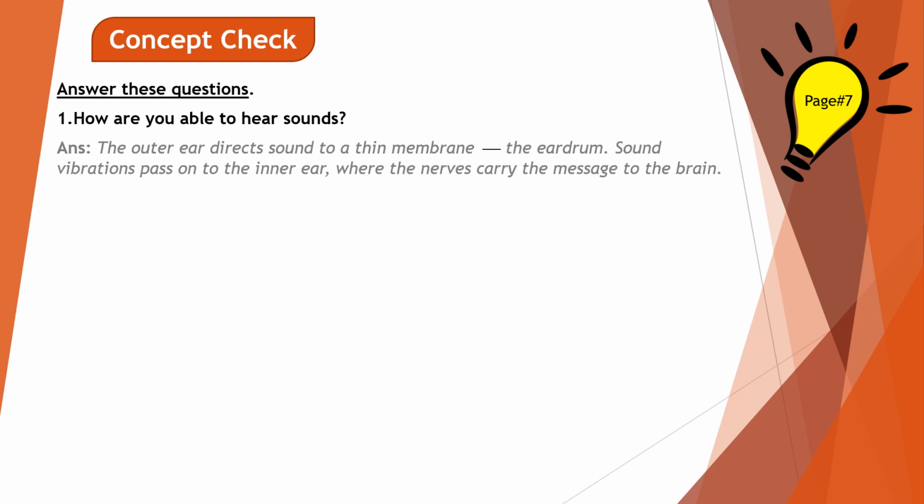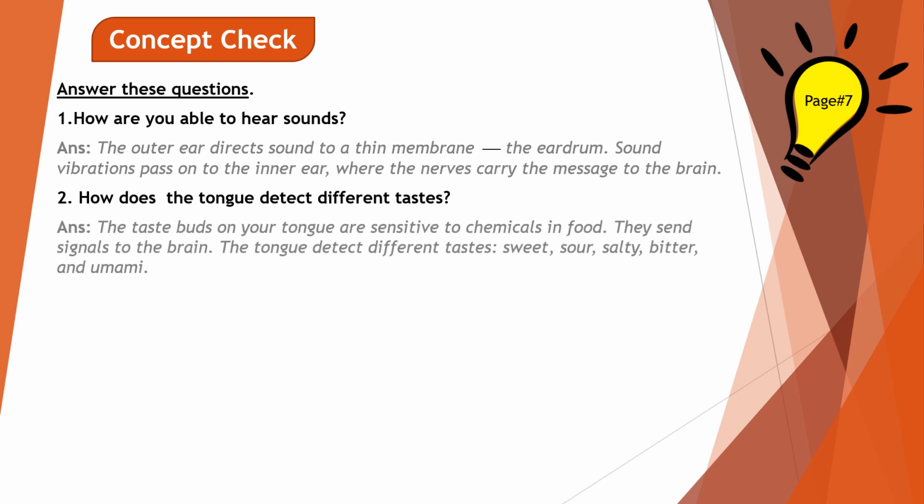Question number 2 is, how does the tongue detect different tastes? We have taste buds on our tongue, and the answer will be, the taste buds on your tongue are sensitive to chemicals in food. They send signals to the brain. The tongue detects different tastes: sweet, sour, salty, bitter, and umami.